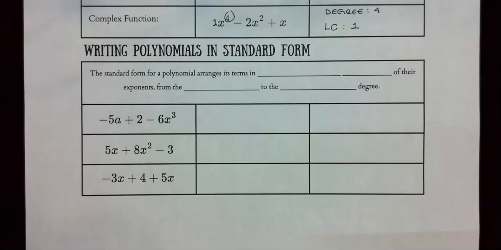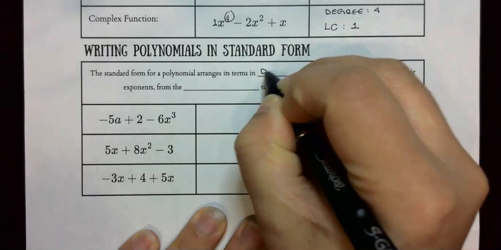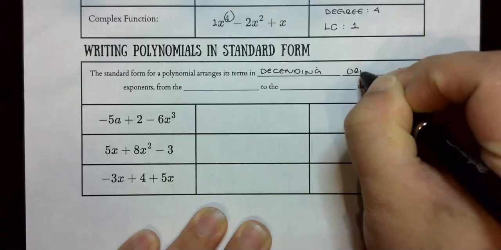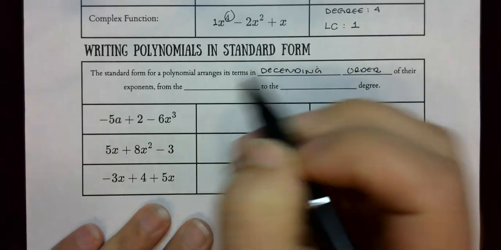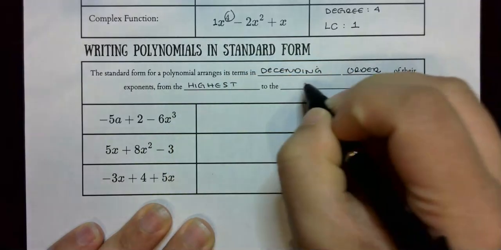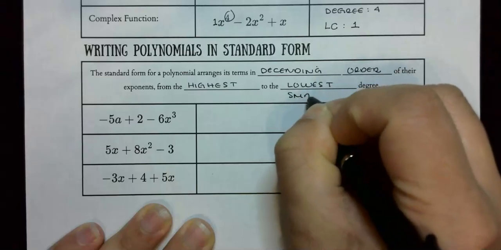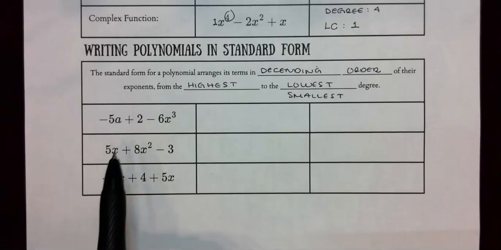So let's go ahead and write that part in so we have it as a visual. So standard form arranges its terms in descending order of their exponents, so from the highest to the lowest, or smallest, degree.